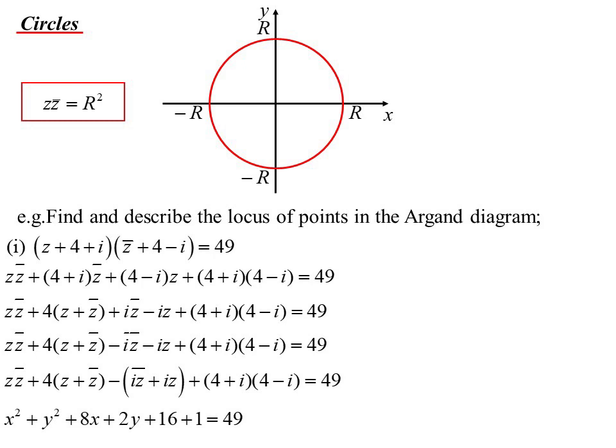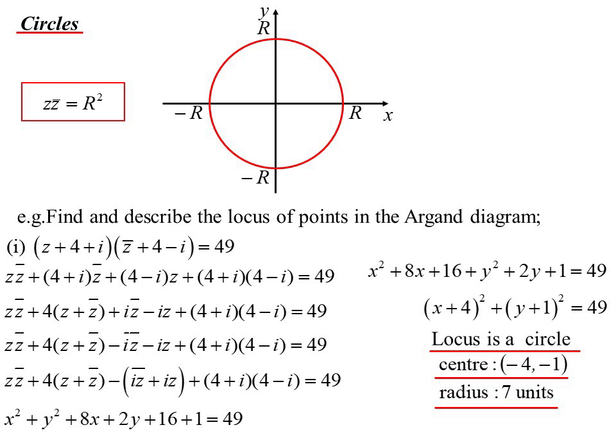So maybe I'll recognise the Cartesian equation. Eventually when I sub all that in, I get x squared plus y squared plus 8x plus 2y plus 16 plus 1 is 49. Hang on, it's a circle, because here's x squared plus y squared. So let's play with it to get the equation of the circle. And there it is: x plus 4 squared plus y plus 1 squared is 49. So the locus of this one would be a circle, centre at -4, -1, radius 7.